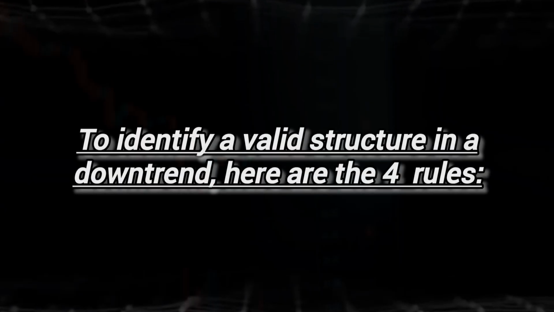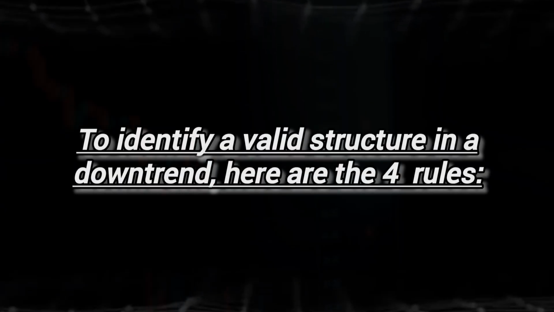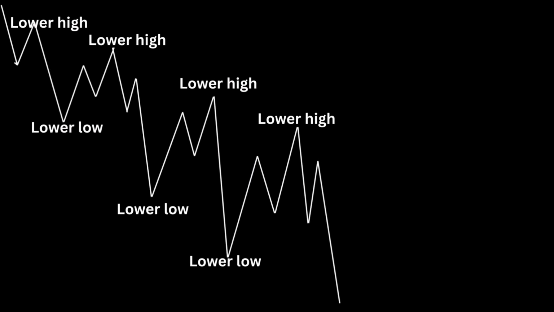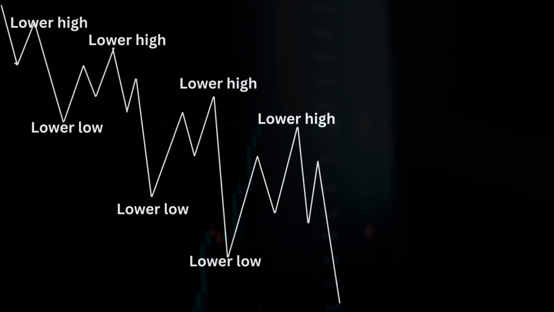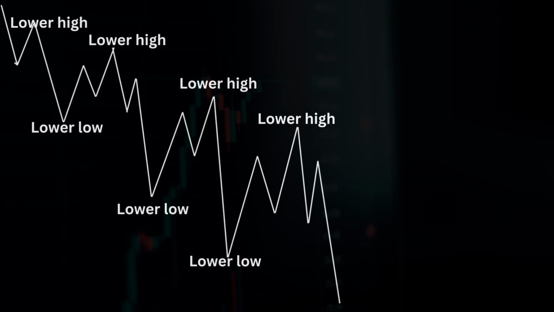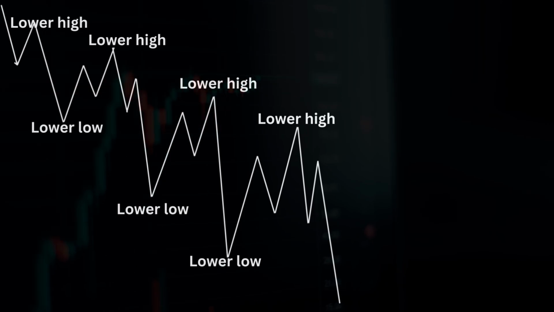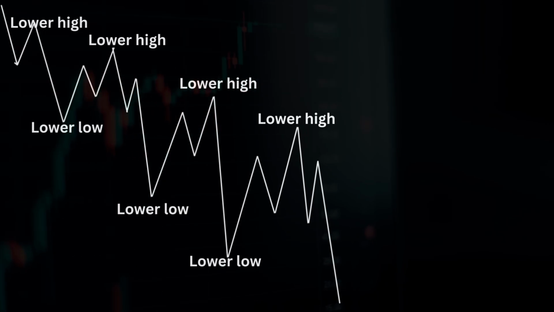To identify a valid structure in a downtrend, here are the 4 rules. 1. A valid structure must have clear lower highs and lower lows. A lower low forms when price makes a dip to the downside. It is the lowest point price gets to after causing a break of structure and forming a pullback. These points mark the turning points of the market. Without them, you're just looking at random candles.